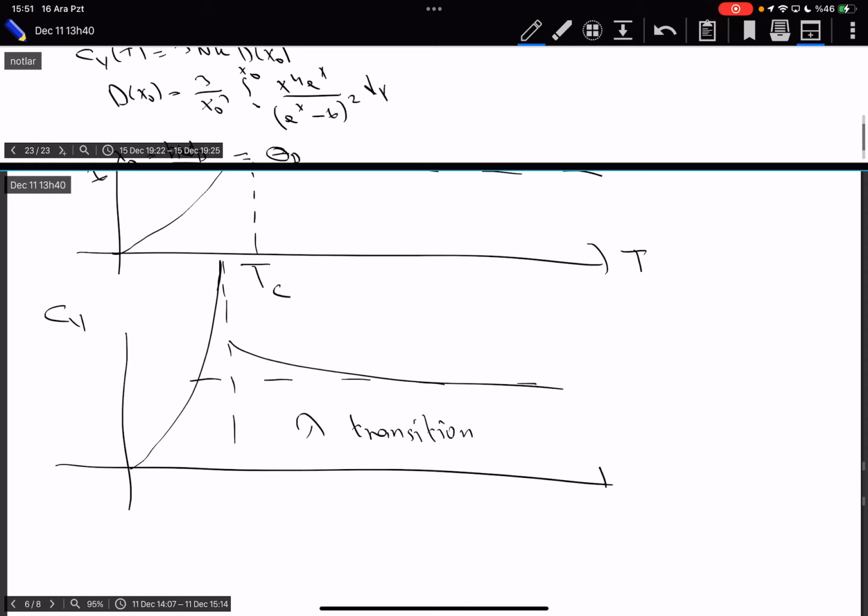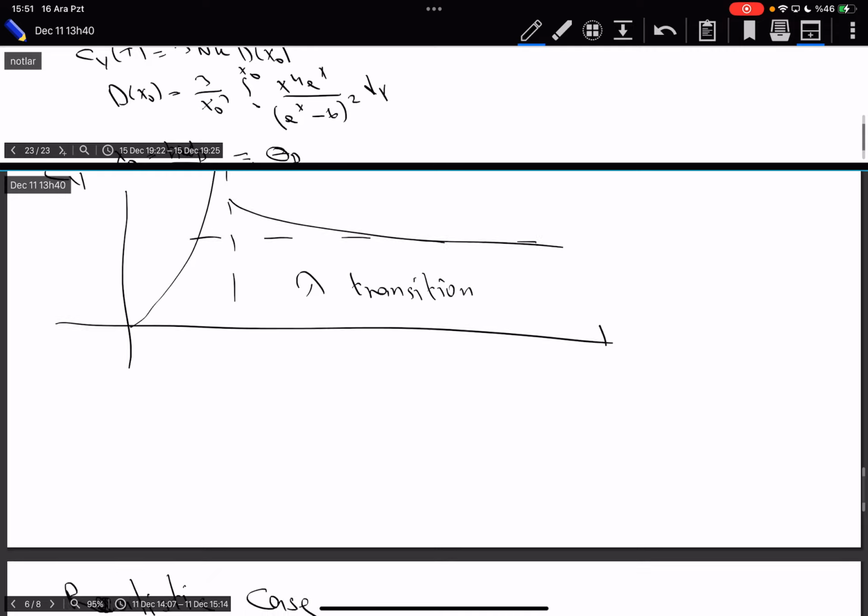And if you look at helium-4, it becomes a superfluid. All the helium atoms are in the ground state, and as they flow, they cannot dissipate energy. So they flow without any viscosity, like superconductivity in electricity.